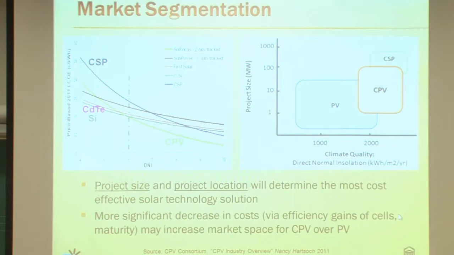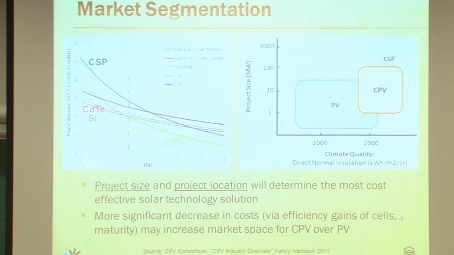The market segmentation then is, I think CPV is generally going to be played out as a farm on the ground. At least today, the way most common systems in the pictures I showed you, they aren't going to go on a rooftop, although I think that will evolve too. But current industry is looking more at larger deployments in high DNI regions. PV can play out in lower DNI regions and right down to the micro size projects. And CSP only plays out in very large deployments as well, in the high DNI regions.